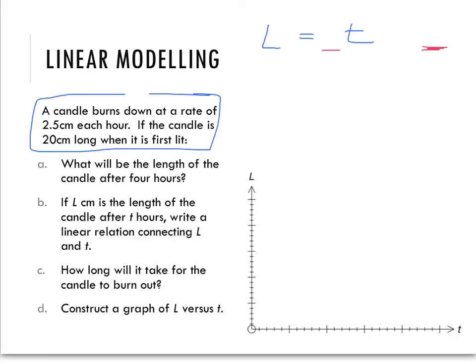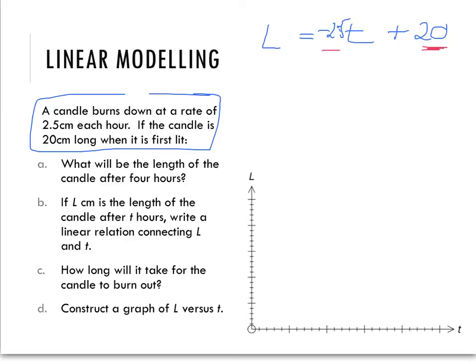So our gradient will actually be -2.5. And then our y-intercept is, if you think of it as your starting point. So here, our candle started at 20 centimetres, so our y-intercept is actually going to be plus 20. So that gives us the equation there, L equals negative 2.5t plus 20.